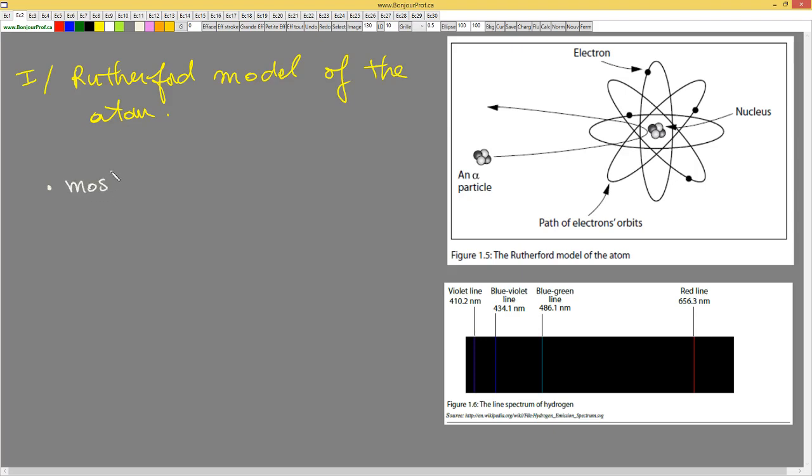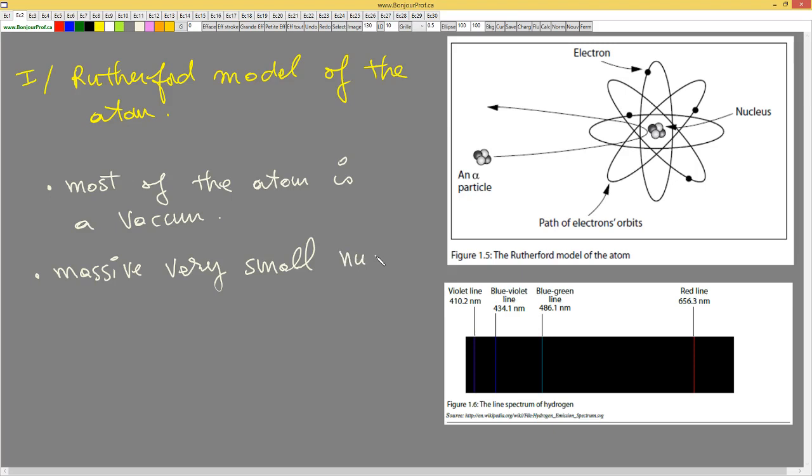So the structure of the atom: most of the atom is a vacuum. What is in the atom? A massive, very small nucleus. It is positive, and it is full of protons. What we found in the atoms: protons.